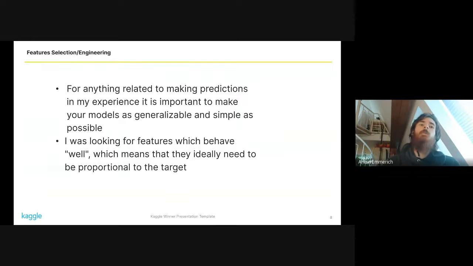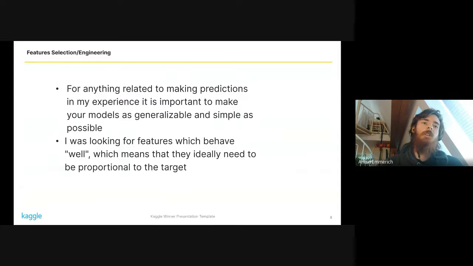So basically, how did I approach this competition? For anything related to making predictions, in my experience, it's very important to make your model as generalizable and simple as possible. So before I got into any machine learning models, I just tried to really understand the nature of the features and how they work. And I tried to build a model which uses these features, or transformed features, to spit out some number which is proportional to the target.